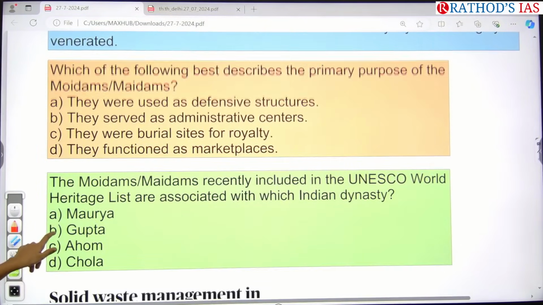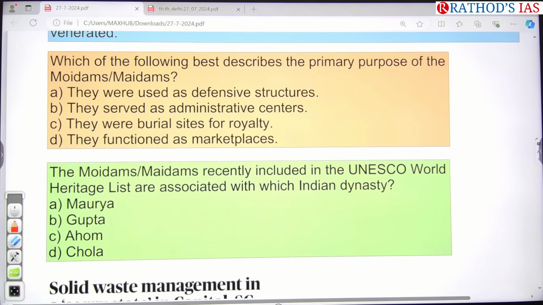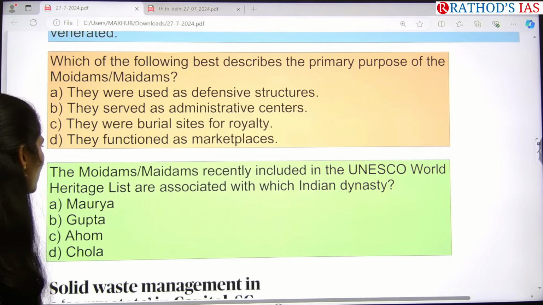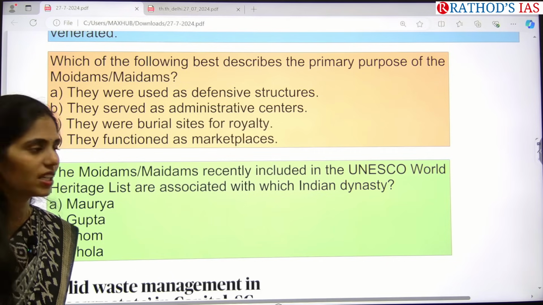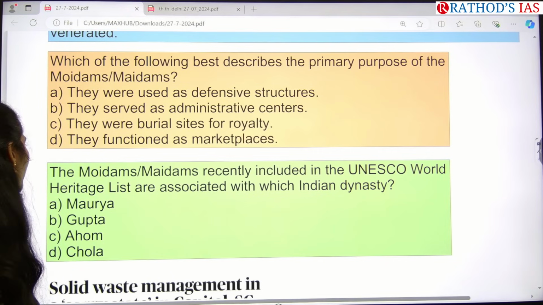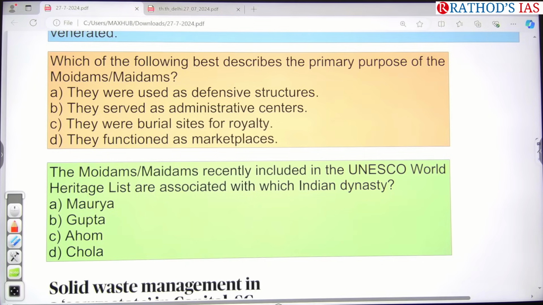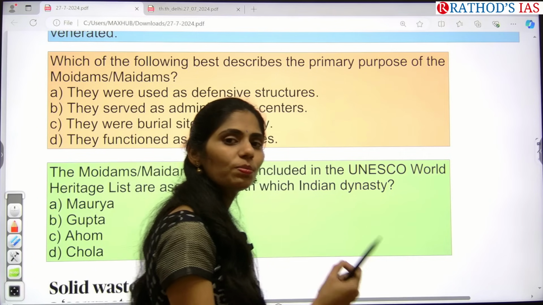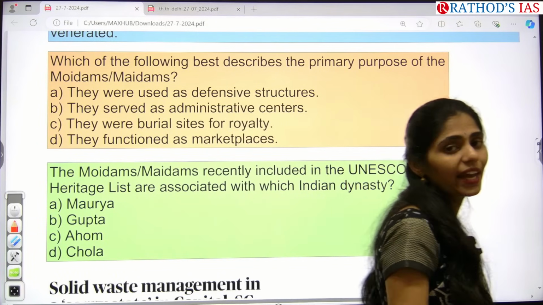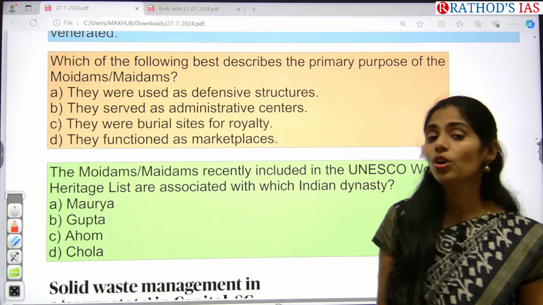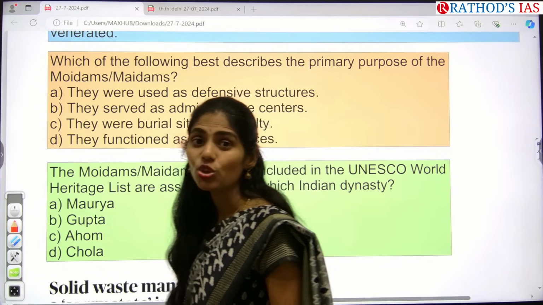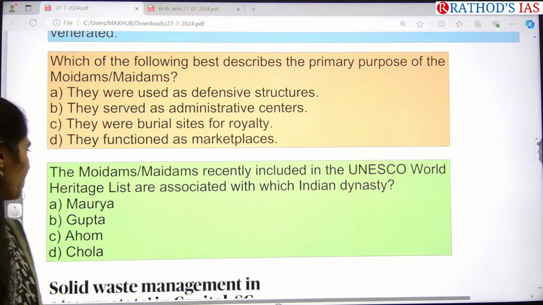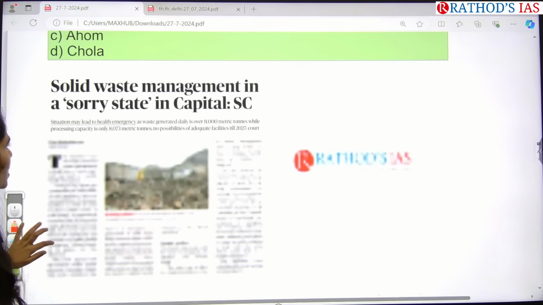I gave you two prelims questions here. Which of the following best describes the primary purpose of Moidams or Maidams? And the next one: Moidams or Maidams, recently included in UNESCO's World Heritage List, are associated with which Indian dynasty? Your memory should be so sharp that even if I ask this question after 3 to 4 months, you should be in a condition to answer. That is a challenge that you have to take. Clear? Now let us see the next question.